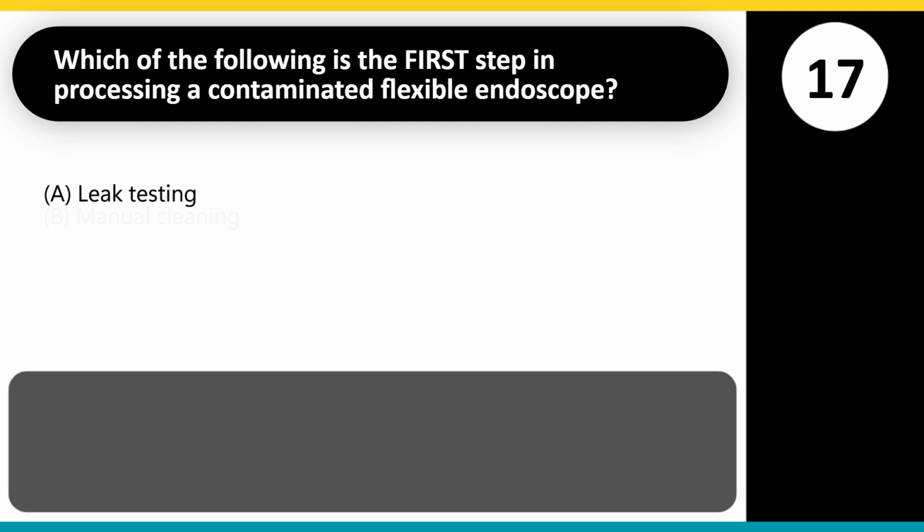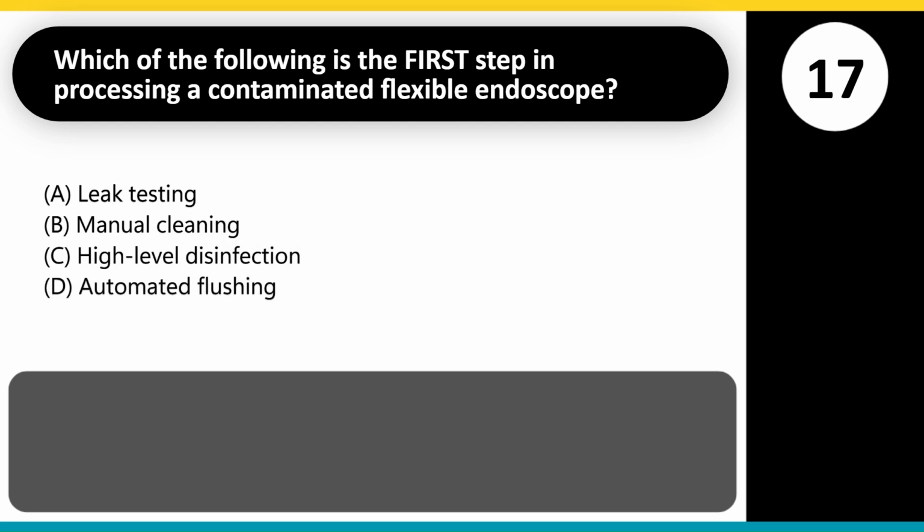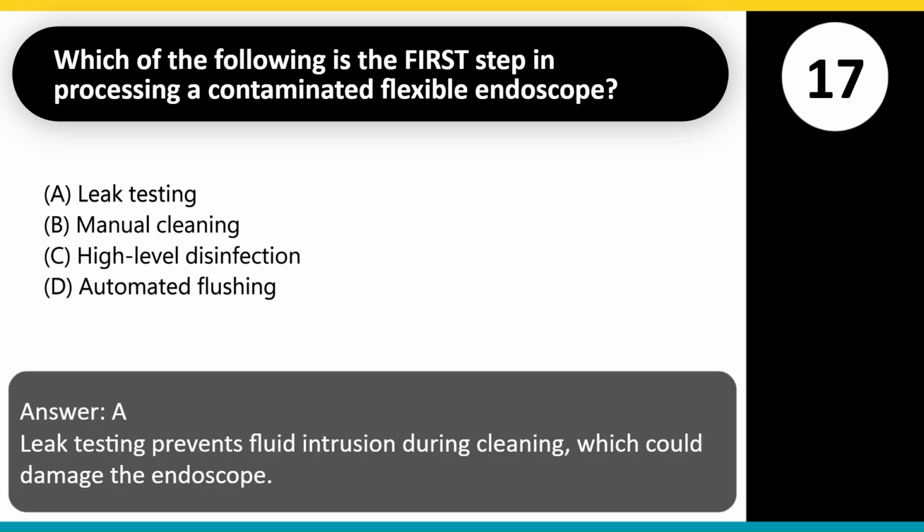Which of the following is the first step in processing a contaminated flexible endoscope? A. Leak testing. B. Manual cleaning. C. High-level disinfection. D. Automated flushing. Answer, A. Leak testing prevents fluid intrusion during cleaning, which could damage the endoscope.